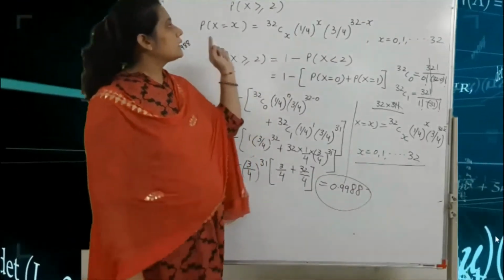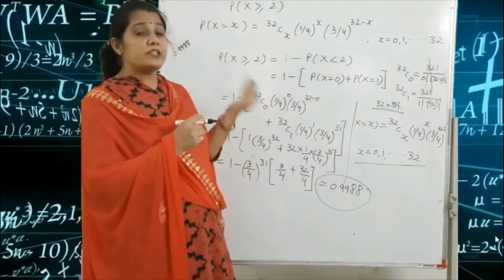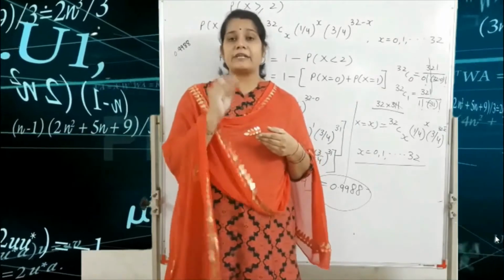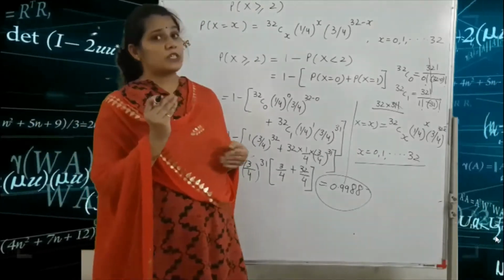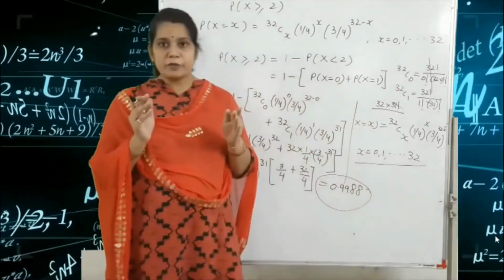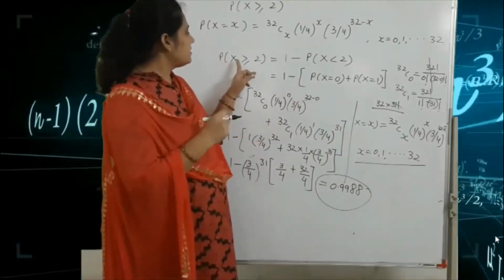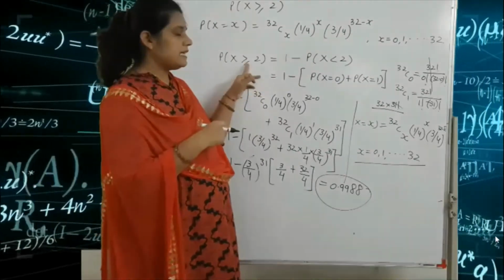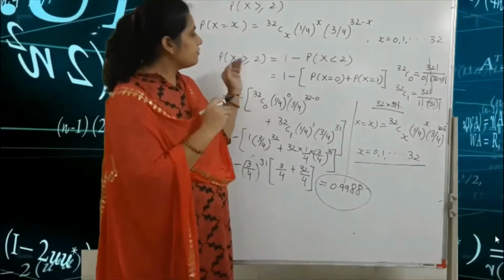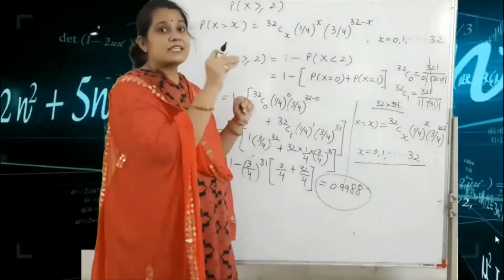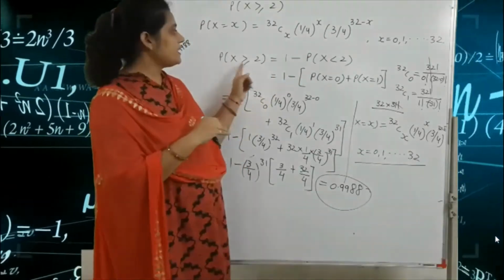So the question was to find P(X ≥ 2). If we used P(X ≥ 2) directly, that means P(X = 2), X = 3, X = 4, up to X = 32, this is a very long process. So what is the trick? The trick is that for x greater than or equal to 2, 0 and 1 are not included. So if we subtract the terms for 0 and 1 from 1, then we get P(X ≥ 2).